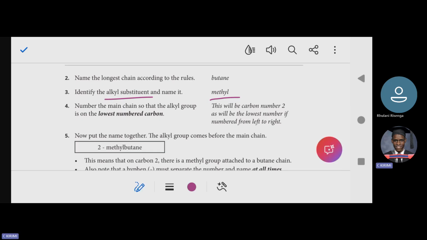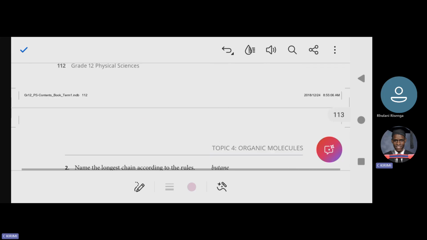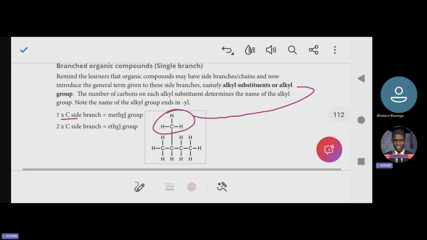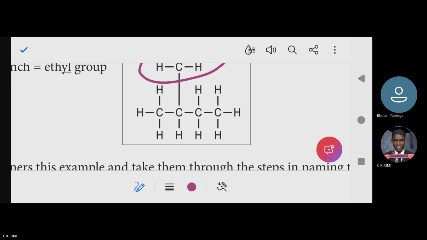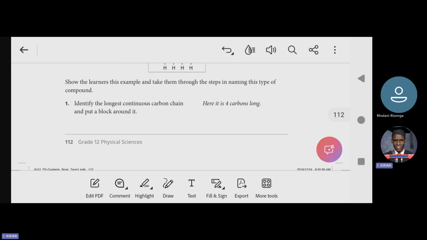Where is the substituent located? So put the name together, which means the alkyl comes before the main chain, meaning before you name the butane, you put the alkyl group first, which is that side chain, methyl. Is there a problem there? It's just telling us that on carbon number 2, there is a methyl group, which we can see here on carbon number 2. Which one is carbon number 2? This is carbon number 2. There's a methyl group. That is the hint that we are given by that name.